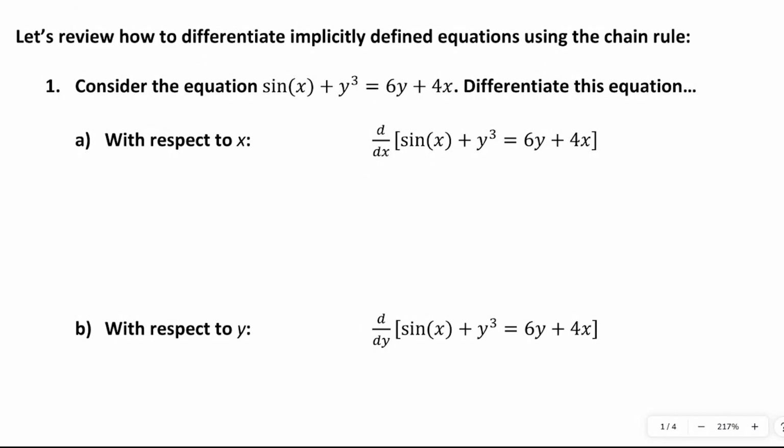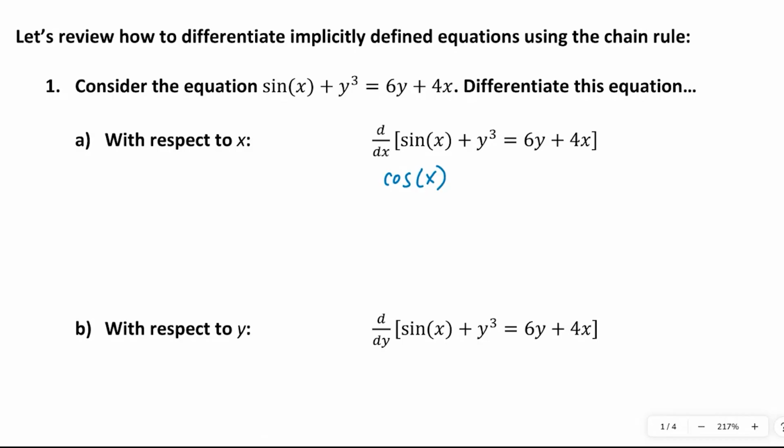So let's just see how that plays out. If we take this equation, we want to differentiate it with respect to x. Just do one term at a time. The derivative of sine x is cosine x. All right, so that's no big deal there.